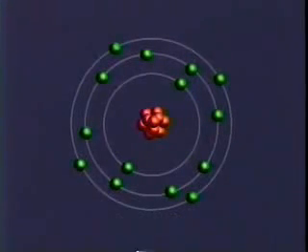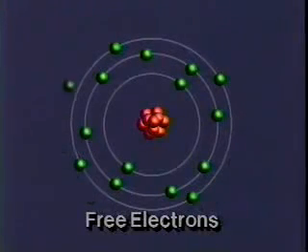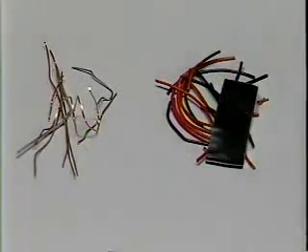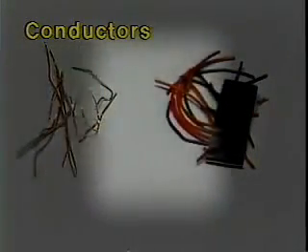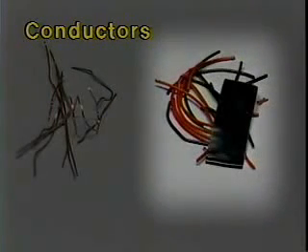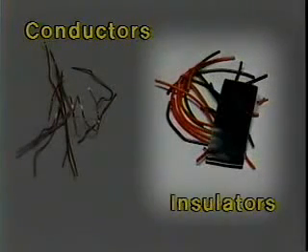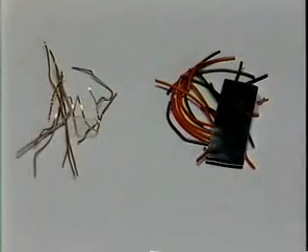In addition to the electrons that are bound to the nuclei, there are the so-called free electrons. These free electrons can move easily in certain substances. The substances in which these free electrons can move easily are called conductors. Metals, for example, are conductors. Substances that do not permit a movement of free electrons are called insulators. Some insulators are, for example, glass, plastics, and ceramics.